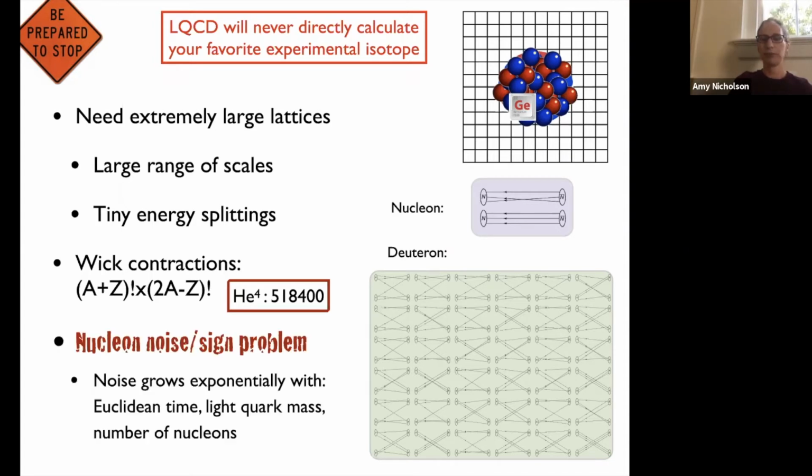And then probably the biggest problem is with this Monte Carlo sampling. So Monte Carlo calculations have an inherent stochastic noise associated with them. And this noise we find grows exponentially with all the different limits you want to take. So in particular, it grows exponentially with the number of nucleons that you have in your system. And unfortunately, you can't just beat down exponential problems with bigger computers.